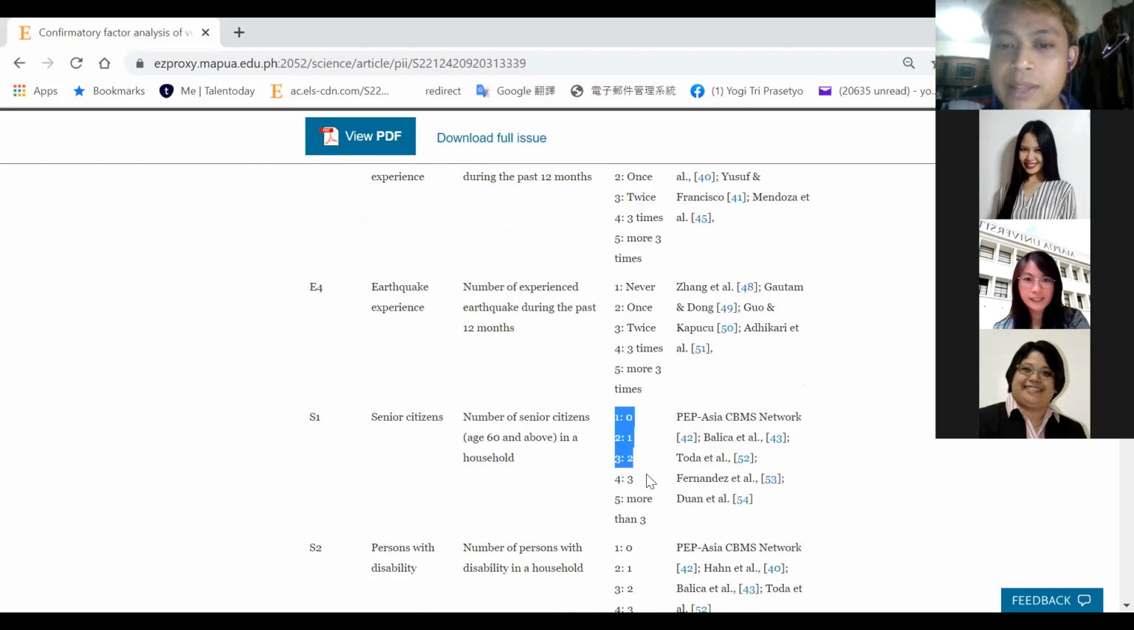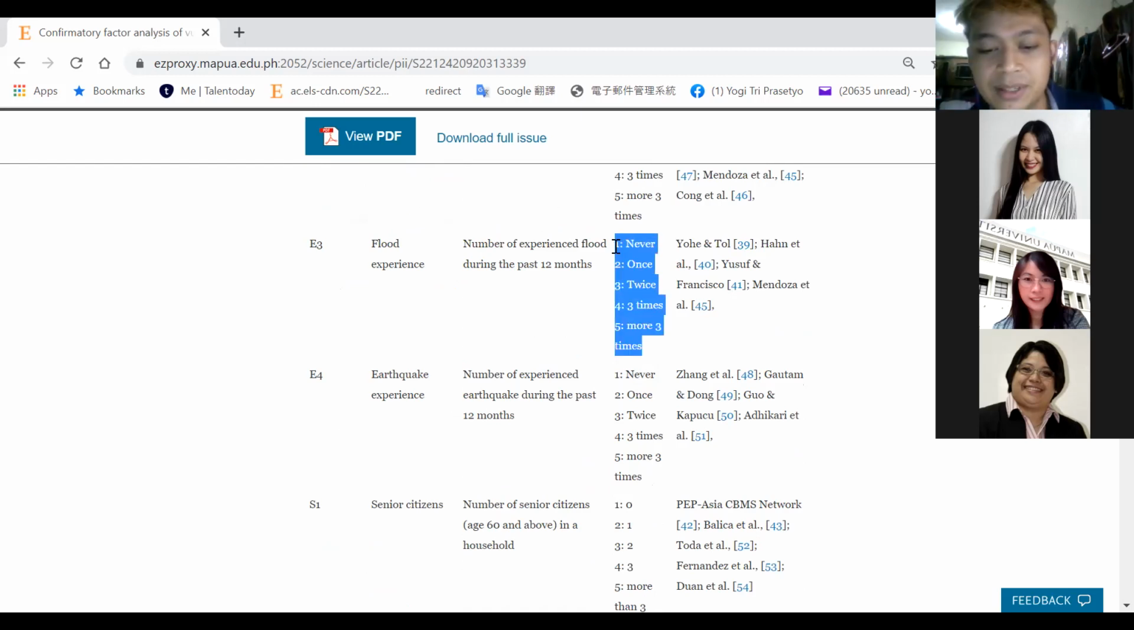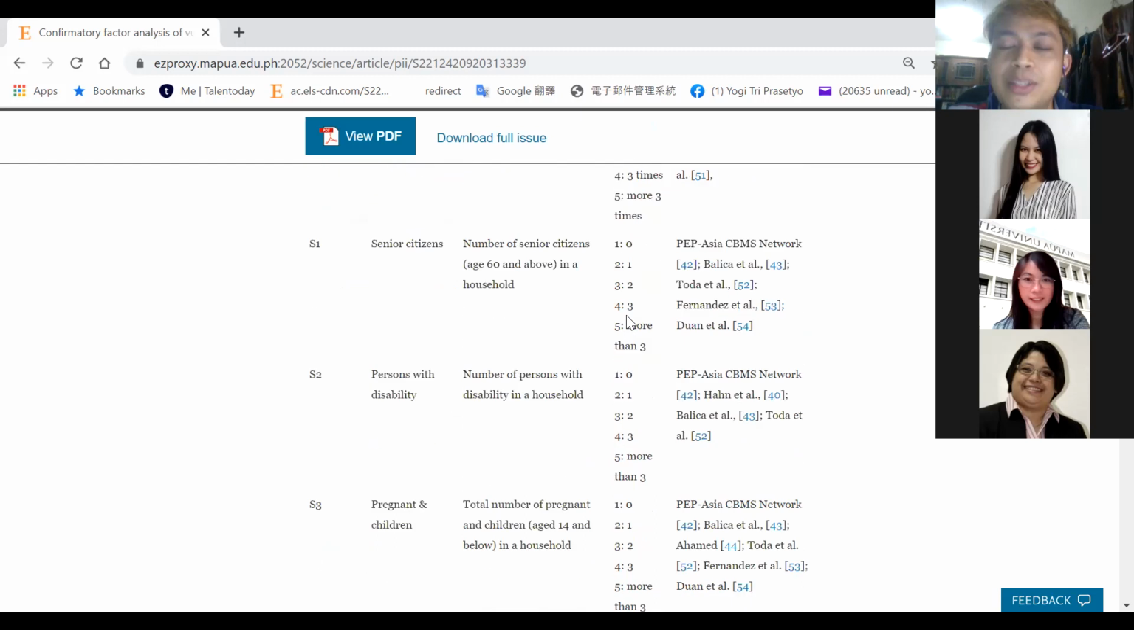So perhaps, Ma'am Gumasing, if you can make everything equal, because you make it better. Yeah, perhaps that is better. But if not equal, then perhaps it's okay. We can just do multiple linear regression.